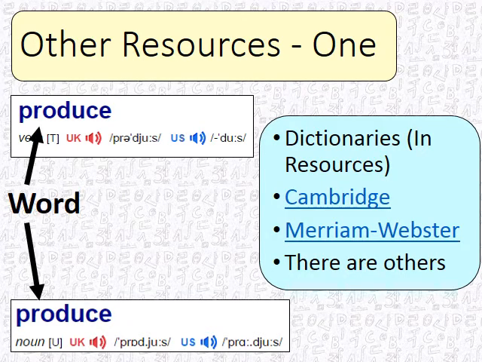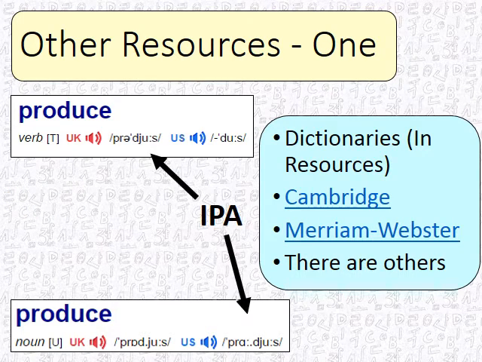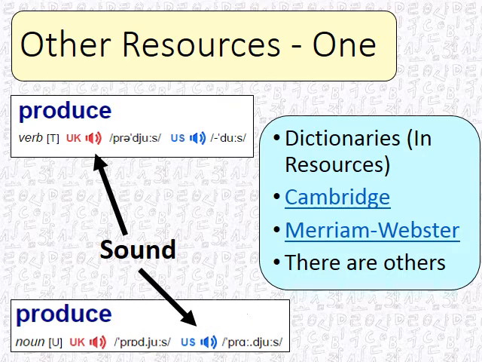Let's look at the word produce and produce again. Look at the Cambridge Online Dictionary. First, you will see the word spelled using the English alphabet. Under this, between two slashes, is the IPA spelling of the word. Occasionally, like in this case, there is a difference between American and British pronunciations.